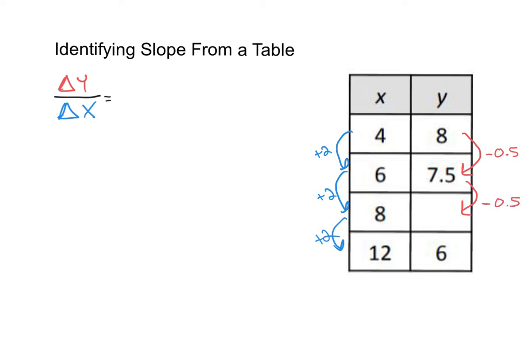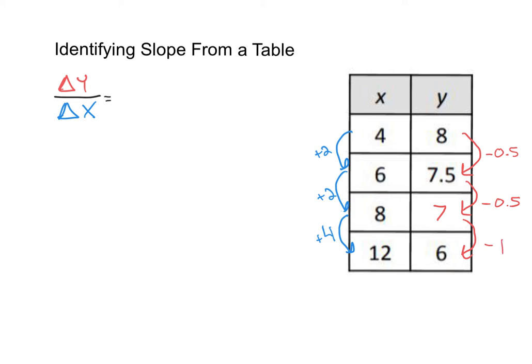And actually, I made a mistake over here. Let me erase this. This one got tricky. Between 8 and 12, that isn't a change in 2. That is a change in 4. Sometimes these tables are a little bit tricky. But we could go ahead and fill this in a little bit, and we know that 7.5 minus 0.5 is just going to be 7, which means that when my x changes by 4, what's happening to my y's is it's decreasing by 1.